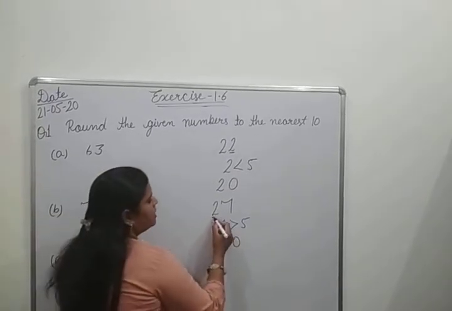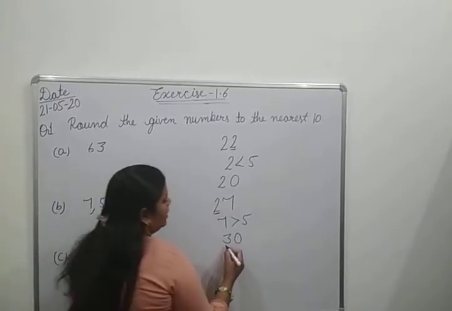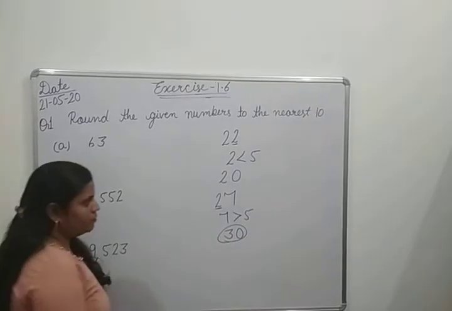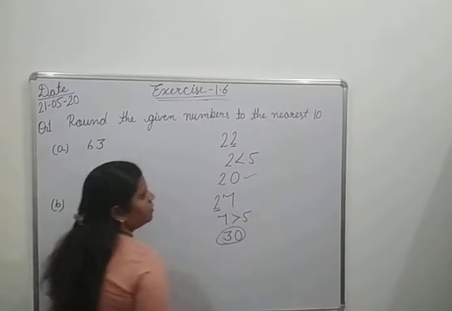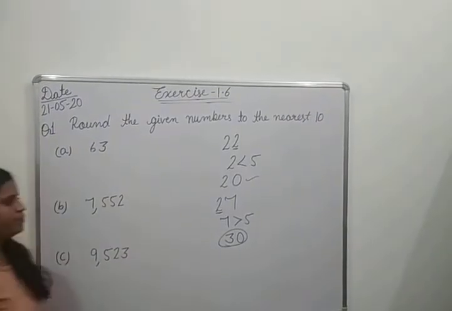Here our tens digit is 2. When we increase it by 1, what do we get? 3. It means 30 is the rounding of 27, and here 20 is the rounding of 22. Clear? We will find these types of questions.